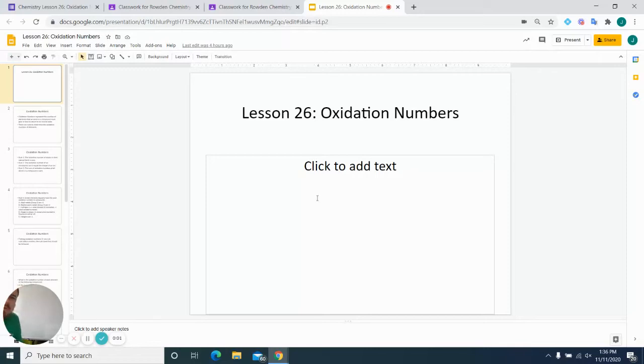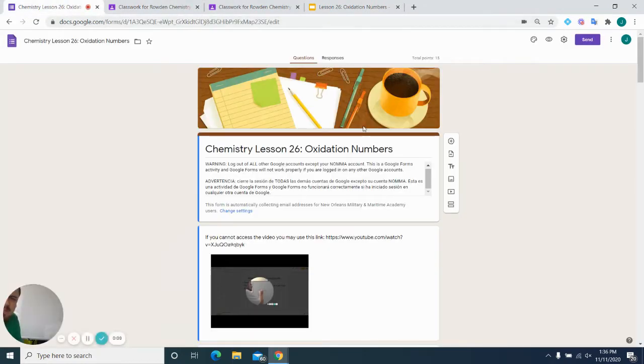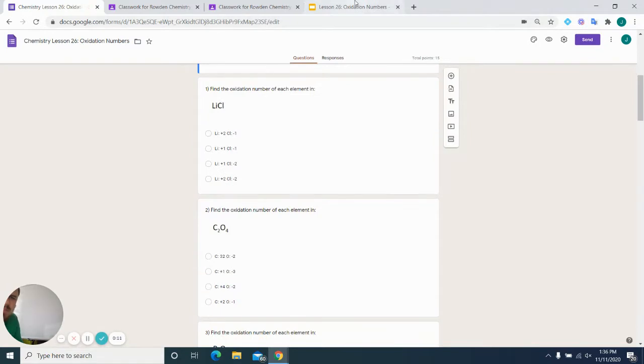We're going to be going over oxidation numbers. So I have the slides open. I would suggest having the periodic table, the assignment, and the slides open as you do this. We'll get to the actual assignment. That'll be the last thing we get to.